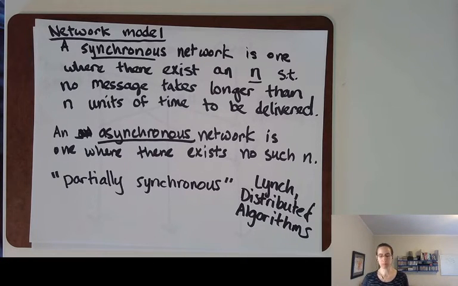If I ask you to implement a protocol and you need to pick a network model to work with, if you really want to ensure that your protocol is robust, then you should pick the asynchronous network model, the least forgiving one, because you want to pick the model that will have the fewest assumptions.